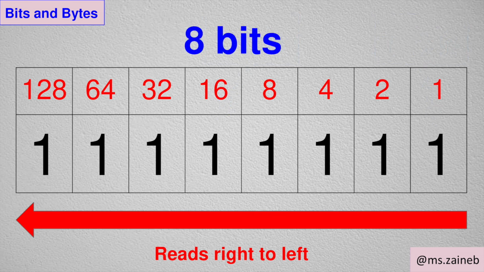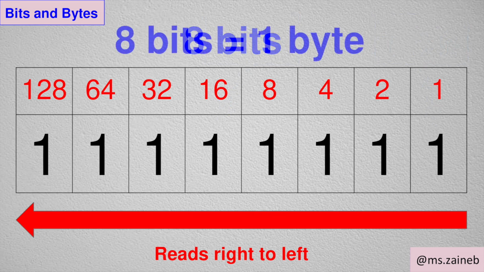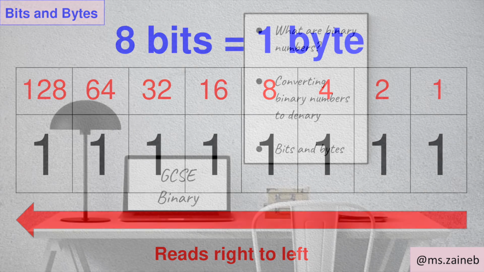Now, in terms of memory sizes that you have to know for your GCSE, 8 bits is equal to 1 byte. So my next video will talk a little bit more about different types of memory sizes and what they mean. But at this stage, in terms of binary numbers, we know that 8 bits is 1 byte. So if it was 16 bits, then we know that this would take up 2 bytes. It will be the same thing.